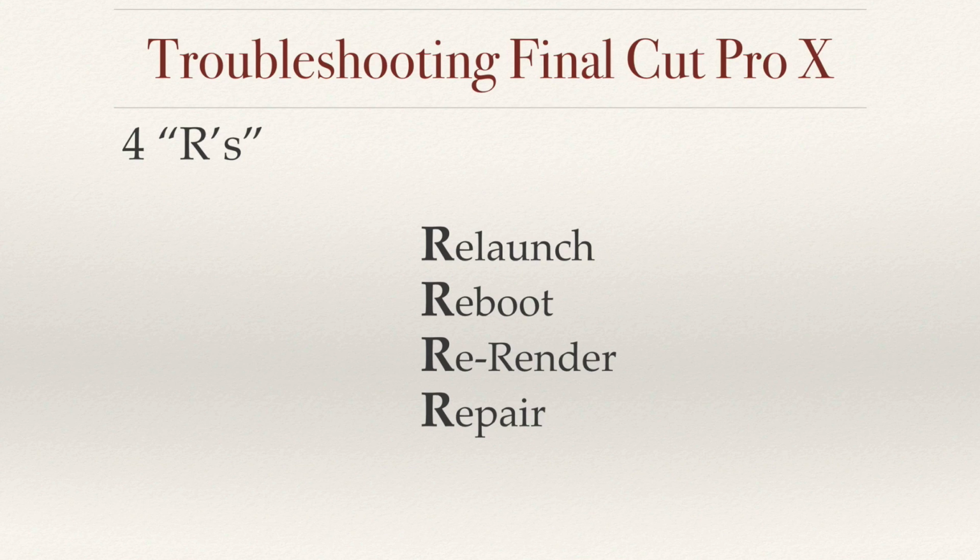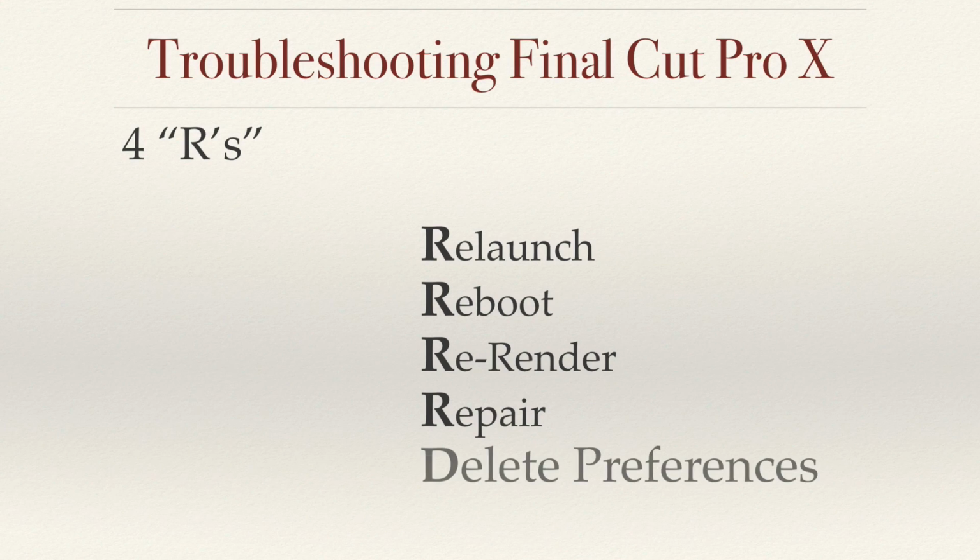Reboot. Restarting the machine clears RAM, among other magic sorcery that Apple has done for years. In fact, I shut down every day because of this. Re-render. Delete render files and other Final Cut generated files because they could have gotten corrupted. Repair disk permissions and delete Final Cut preferences. Okay, this is actually 2 different steps, but 4 R's is easier to remember than 4 R's and 1 D. Repairing disk permissions is essentially taking your car to a mechanic when your car is making a noise.